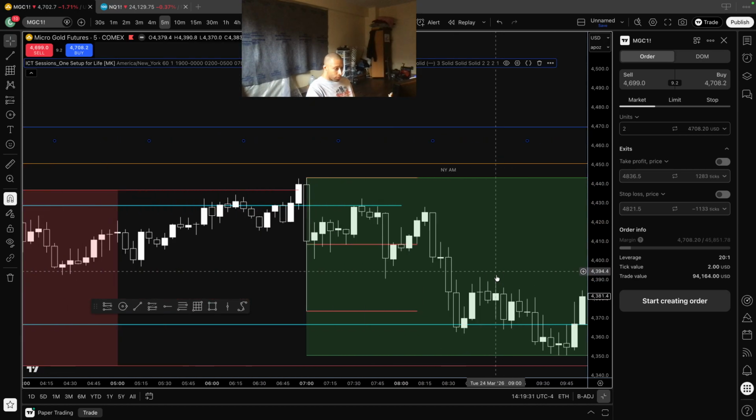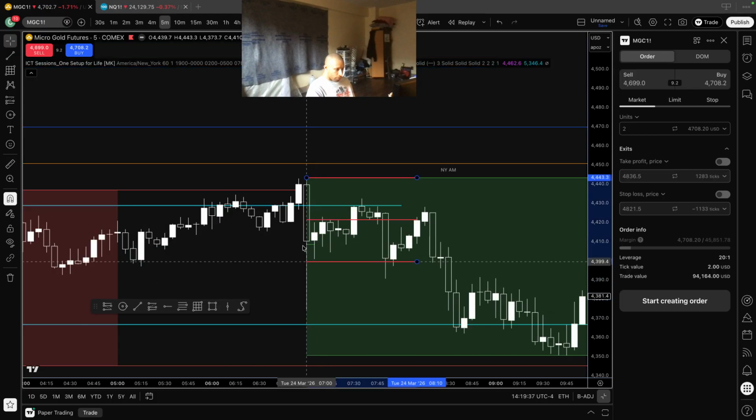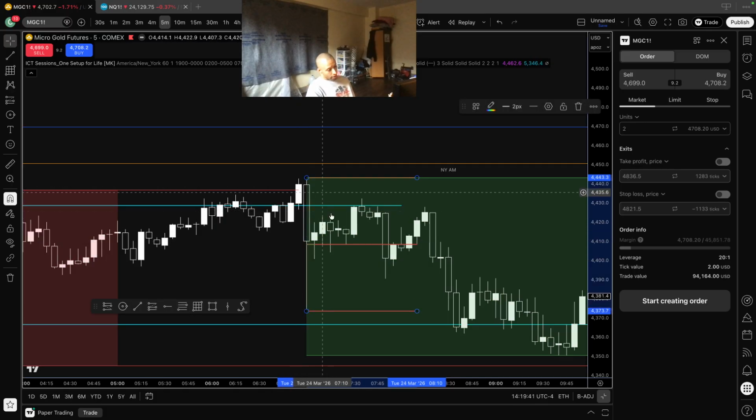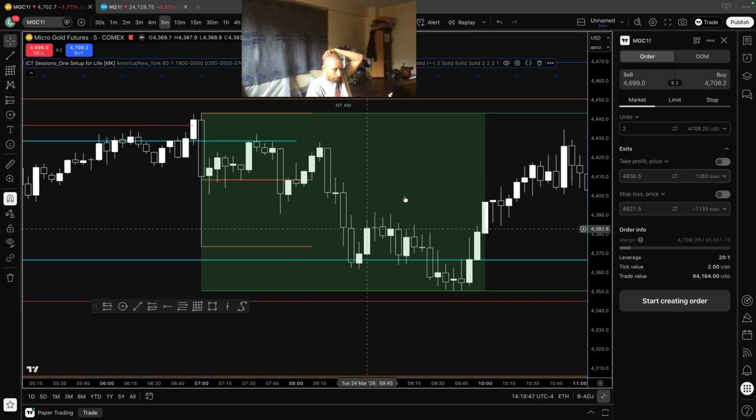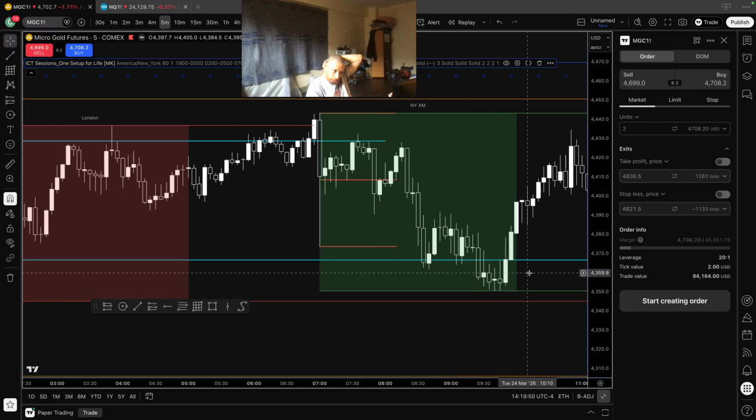Alright, now this wick was so long that you might have been better off using this body for the EQ of the range, but we're going high to low. Would have got a 1-minute inverse, boom, might have got stopped out, boom, might have taken the next one, boom, might have made it.